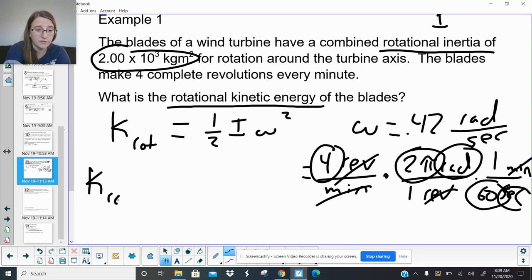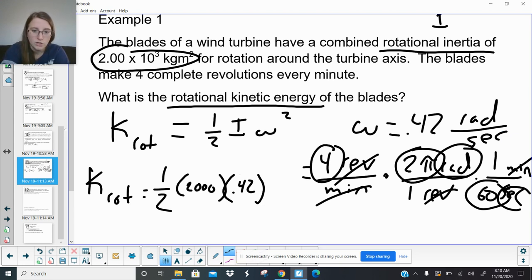Our kinetic energy for a rotating object is 1/2 the rotational inertia, which we have here. I'm going to go ahead and write out this number because it's not a super long number. I could leave it as 2 times 10 to the third and plug that in the calculator, but that's 2,000. And then I have my angular velocity here, 0.42 squared. So all you have to do is plug this in the calculator, basically 1,000 times 0.42 squared.